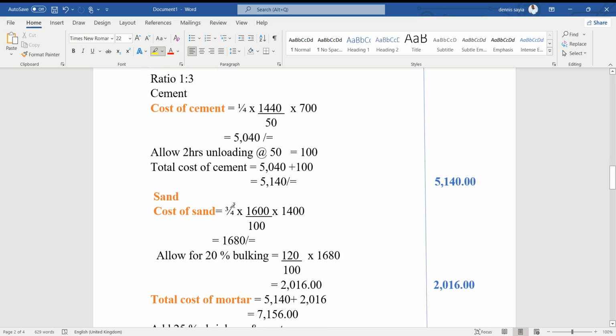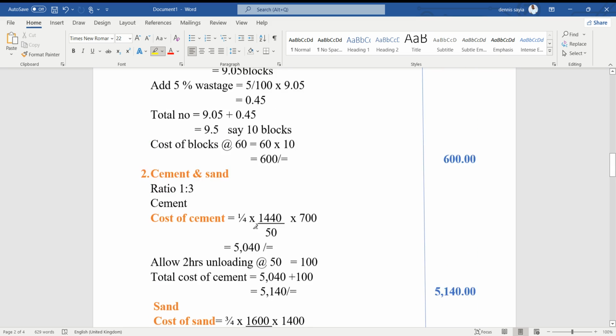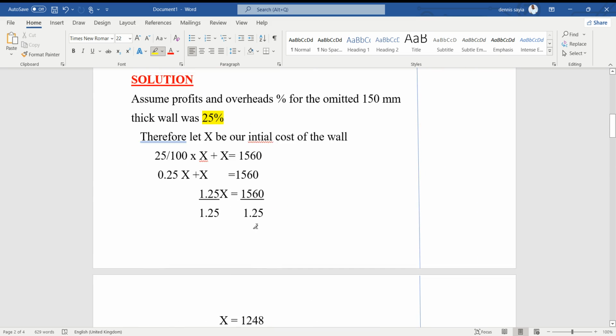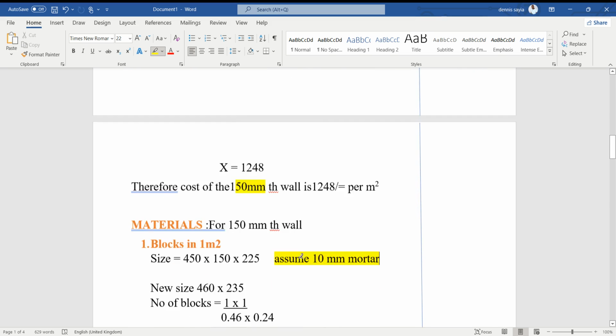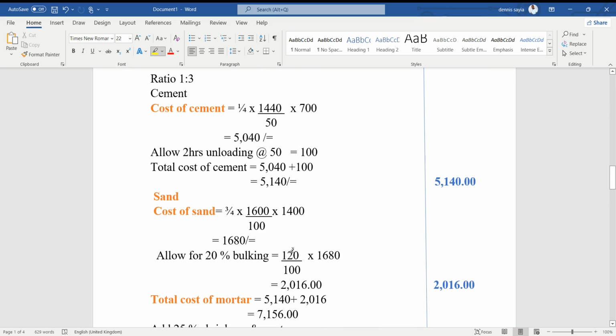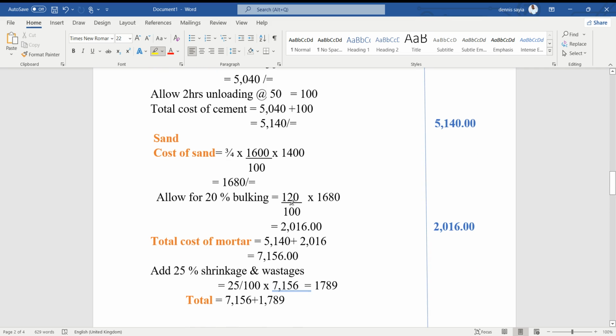Sand, we are left with 3 over the total, which is 4, times the density, which is 1600, divided by 1,000, times the cost. That gives us 1680. Allow for 20% bulking, that gives us 120 over 100 times 1680, that gives us 2016.